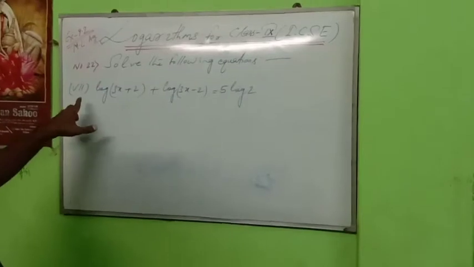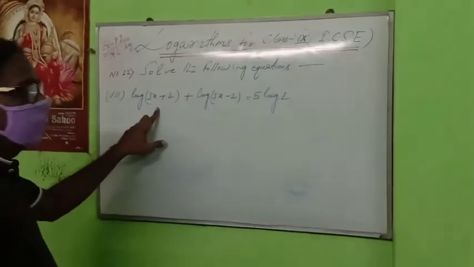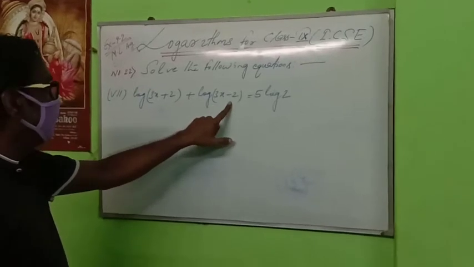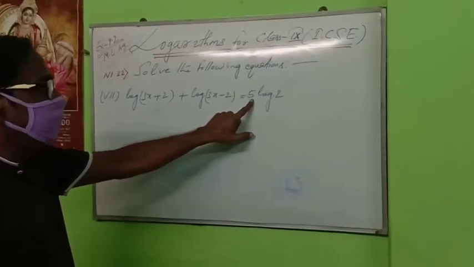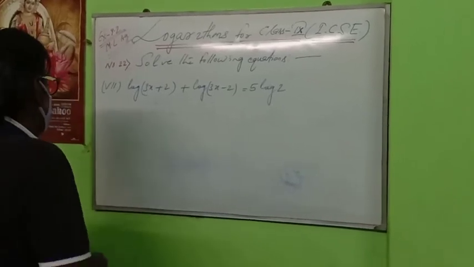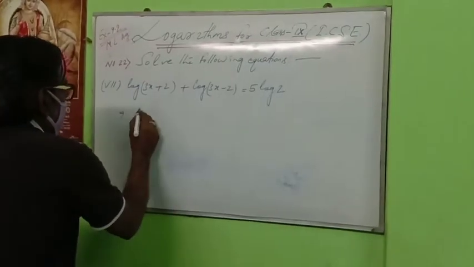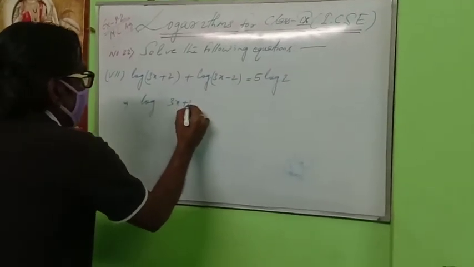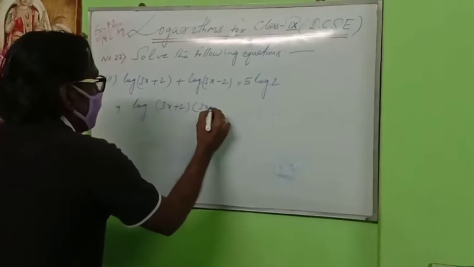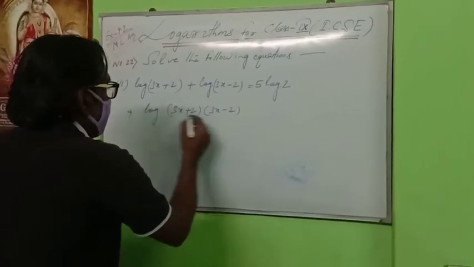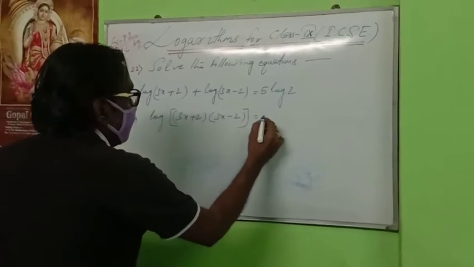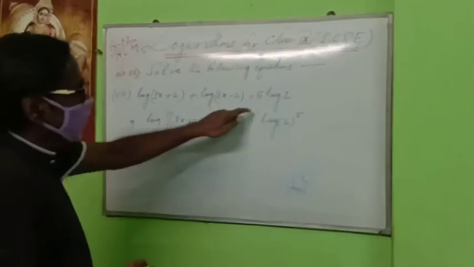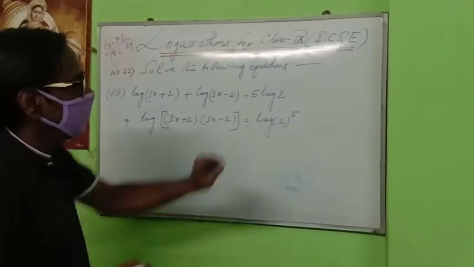See the 7th part question given: log(3x + 2) plus log(3x - 2) is equal to 5 log 2. See here, give implied sign. This is equation. As its plus sign given means you have to multiply (3x + 2) whole into (3x - 2). Okay, just keep bracket here. Now this will be what? Log 2 to the power 5. Because this is the coefficient, this will be power, 2 to the power 5.